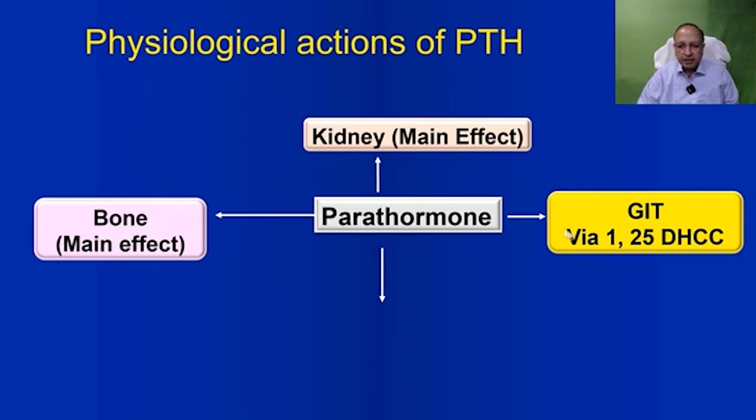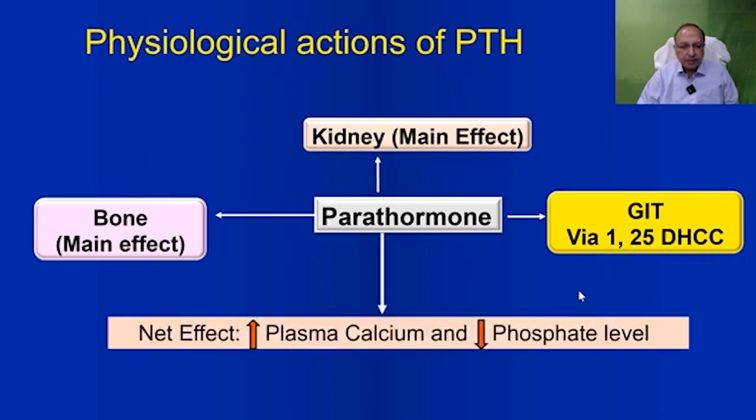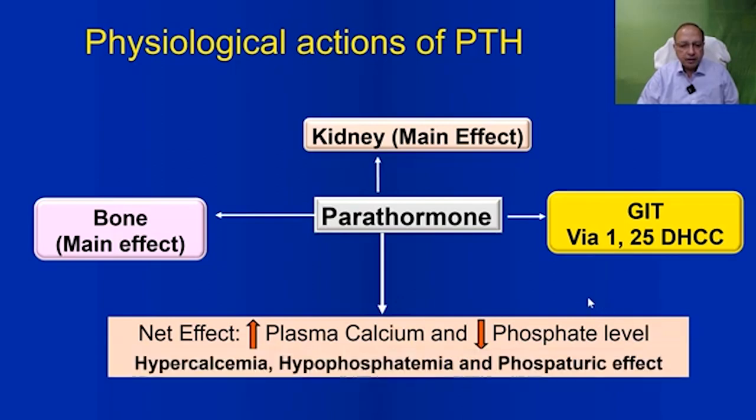And from the GIT, it has an indirect effect primarily via vitamin D, or its active form, 1,25-dihydroxycholecalciferol. Ultimately, the net effect is an increase in plasma calcium level and a decrease in phosphate level. So, when the parathyroid hormone level increases, it causes hypercalcemia, hypophosphatemia, and an increased loss of phosphate. So, it is phosphaturic in nature.